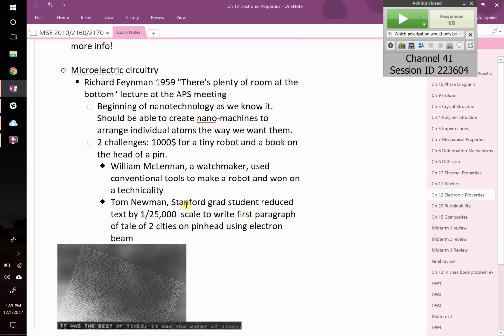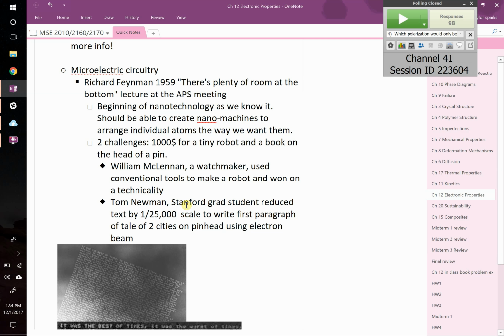Okay, let's talk for just a second about microelectronic circuitry. We can't not. It's the year 2017 and everything is tiny. My phone right now is vastly, I'm sure thousands of times, more powerful than the computer that let us land on the moon.